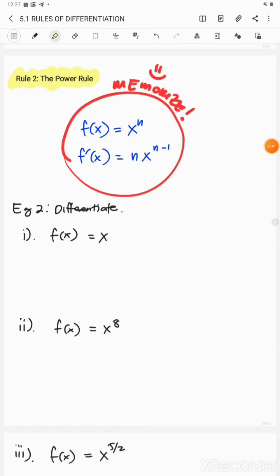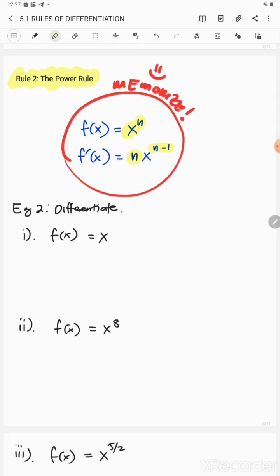This is rule number 2. We call it the power rule. You have to memorize the pattern for the power rule. We have x to the power of n. What you have to do when you differentiate the function is bring n to the front of x, and then the power you have to minus by 1. It involves two steps.